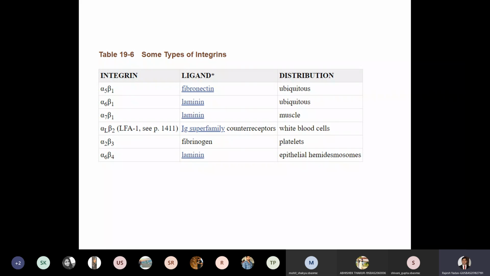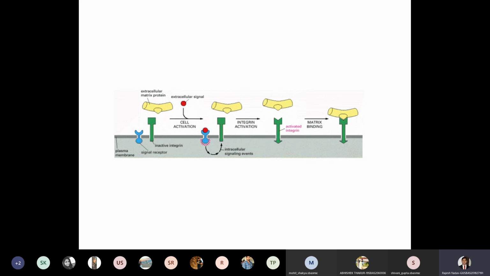So in different parts of the body, different types of integrin are present. Ubiquitous means one integrin is present in the lungs, and the same integrin may be present in the kidney. That is why it is called ubiquitous. Another type is specific, which is present in the muscles. So it will always be present in the muscles, and it will not be present in the kidney.